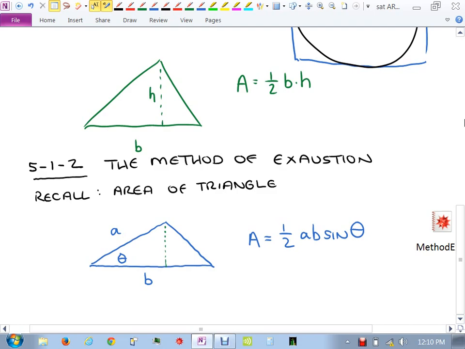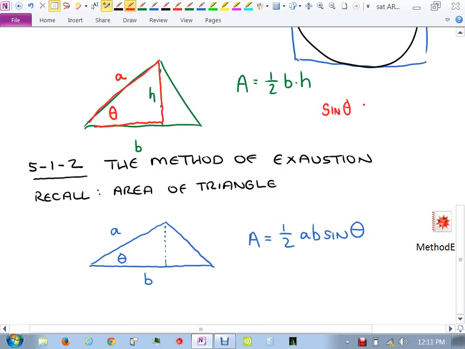I want to show you something. I think this is pretty cool. Go back up to the green one on top. I'm going to label this theta, and I'm going to call this side A. Can somebody tell me what sine of theta is? Look at this triangle right here. What's sine of theta?